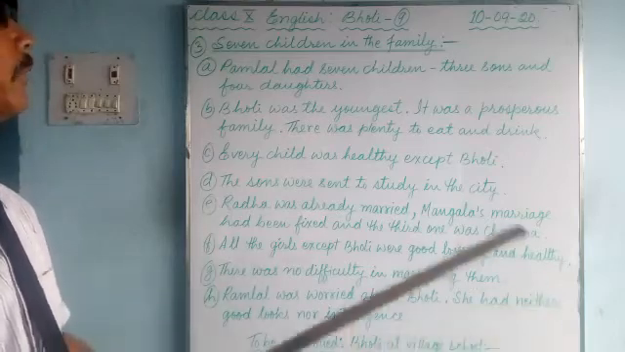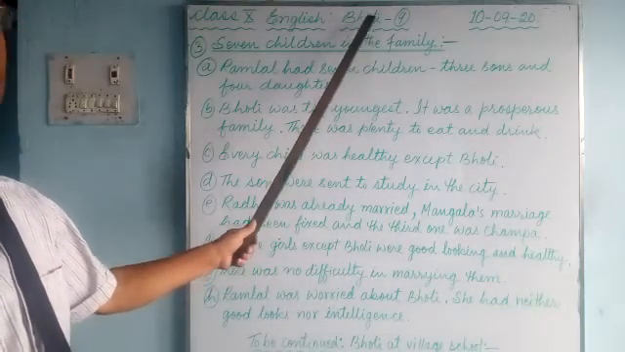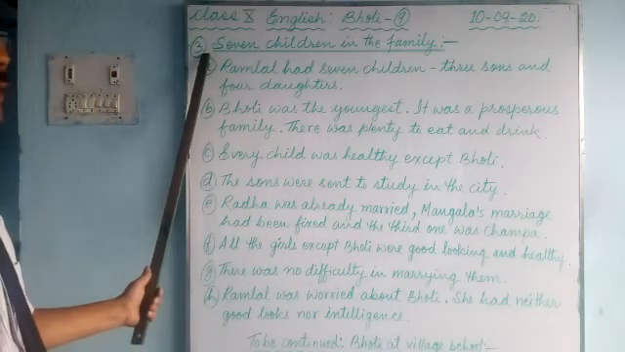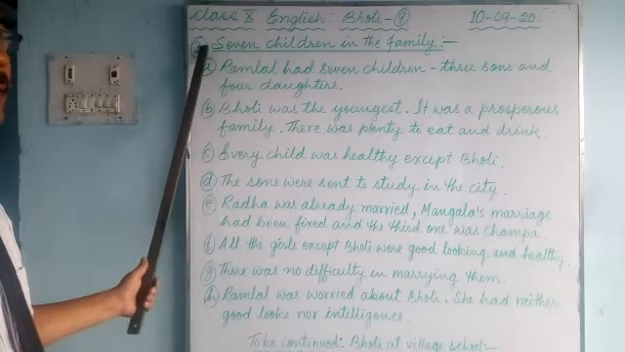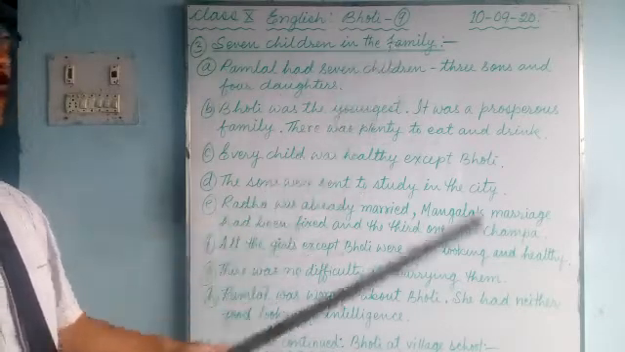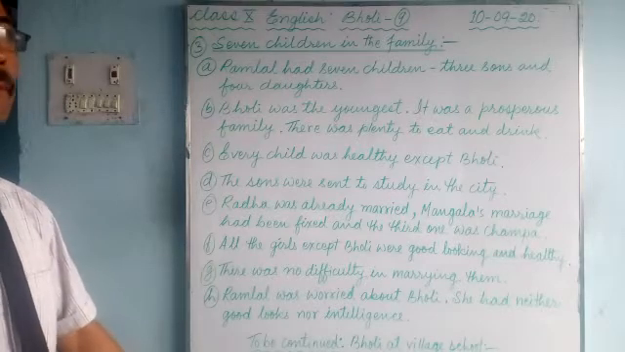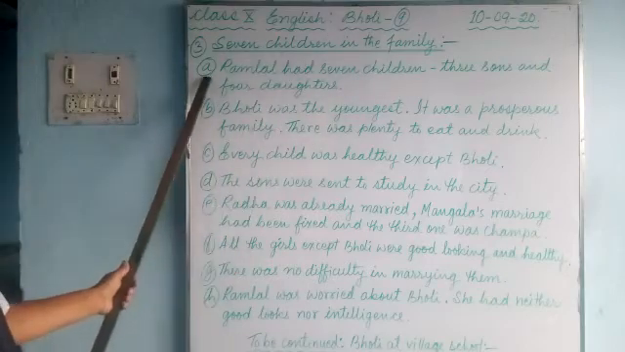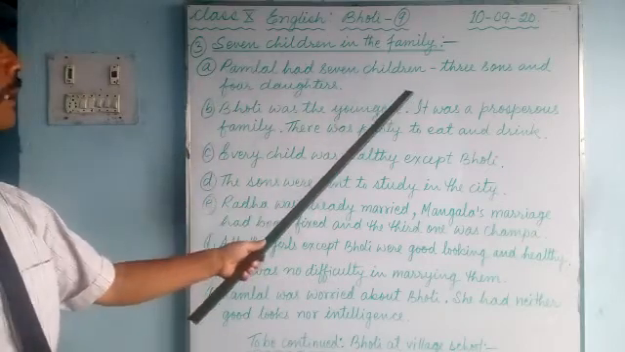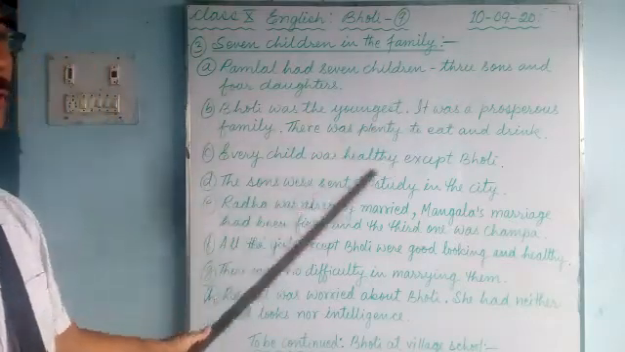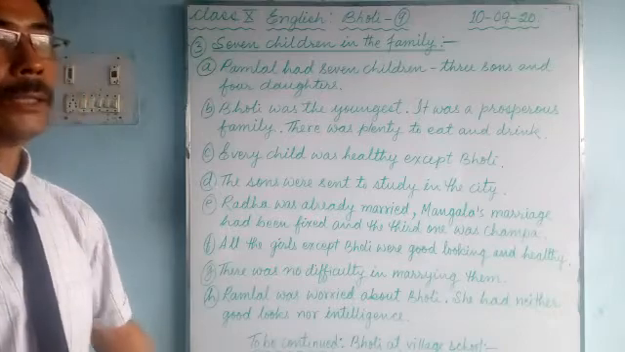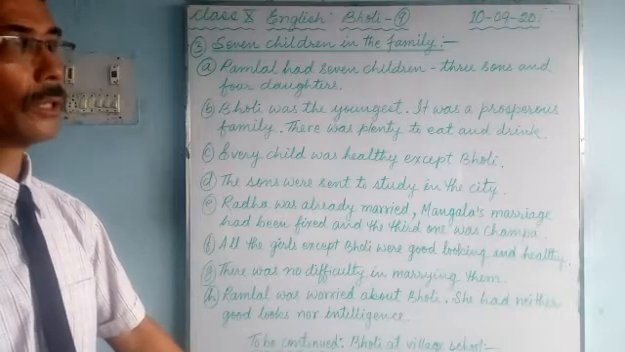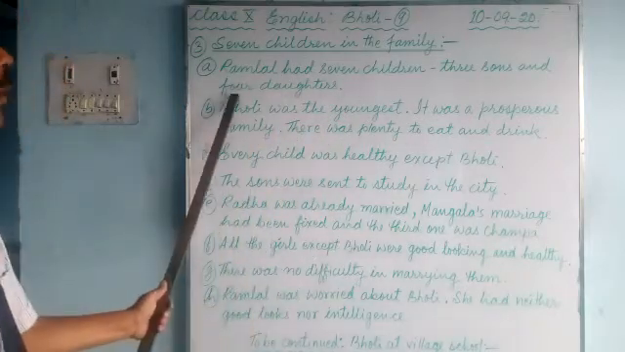We are doing supplementary reader, Bholi, chapter 9, the last chapter we are doing. Now we have reached number 3, that is 7 children in the family. Ramlal had 7 children in the family, 3 sons and 4 daughters. All the sons were studying in the city.